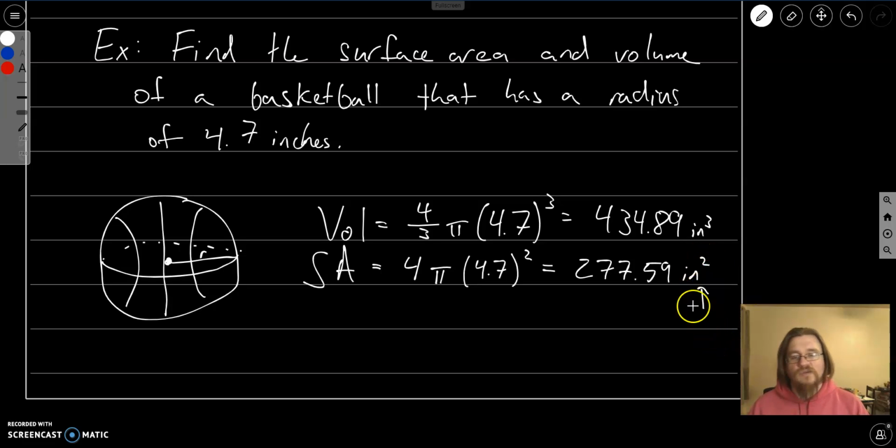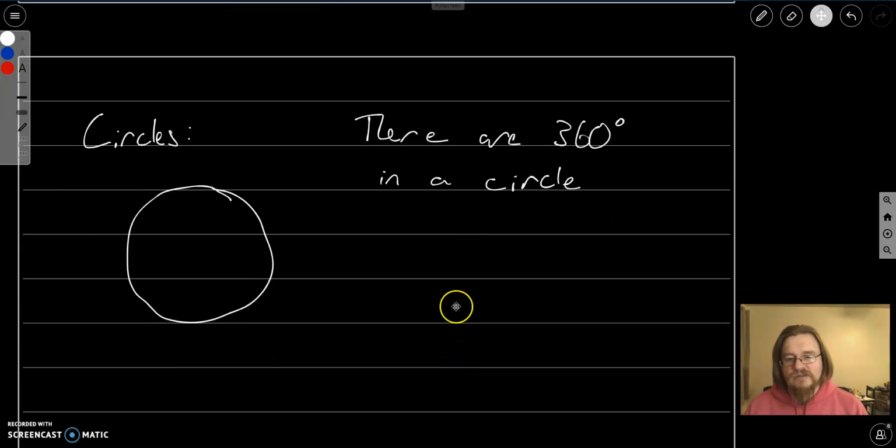Again, area will always be in square inches, feet, meters, this sort of thing. Whereas volume is going to be in cubic inches, feet, meters. And yeah, that's all there is to it. So for instance, if we wanted to paint a basketball, we would need to know the surface area to know how much paint we'd need. But if we wanted to know how much water we could put in a basketball, we would need to know the volume. The very last thing to look at are circles.